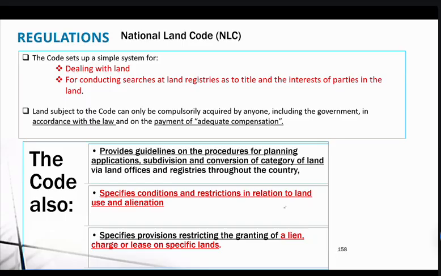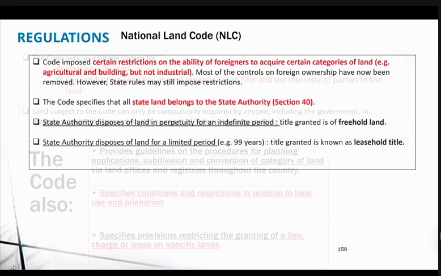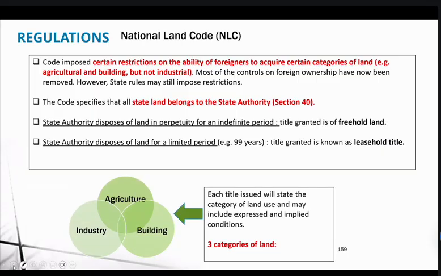Thanks. Okay, next. The National Land Code sets up a simple system for how we deal with land, and for how we conduct searches. I'll talk about more of this tomorrow. All these terms here, slides 158, 159, I will explain more in tomorrow afternoon. I'll explain that a lot more.